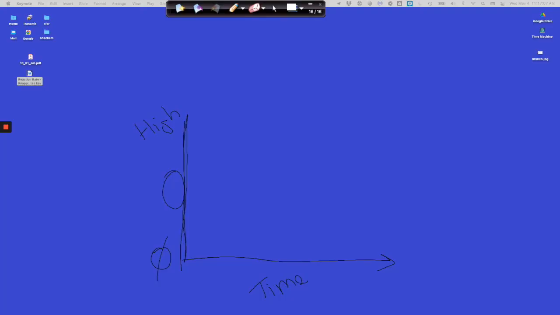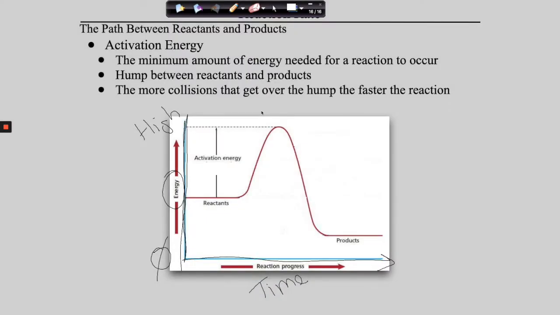Oh, it wants to do a Java update. Sorry about that, guys. That's time. And so time down here is the beginning, and time over here is later. So left to right, we're moving through time. Bottom to top, we're increasing energy. Now, with those pieces labeled, notice what we've got. We've got reactants, we've got products, and then we have the same hump that we had on the putt-putt course, and that represents activation energy.